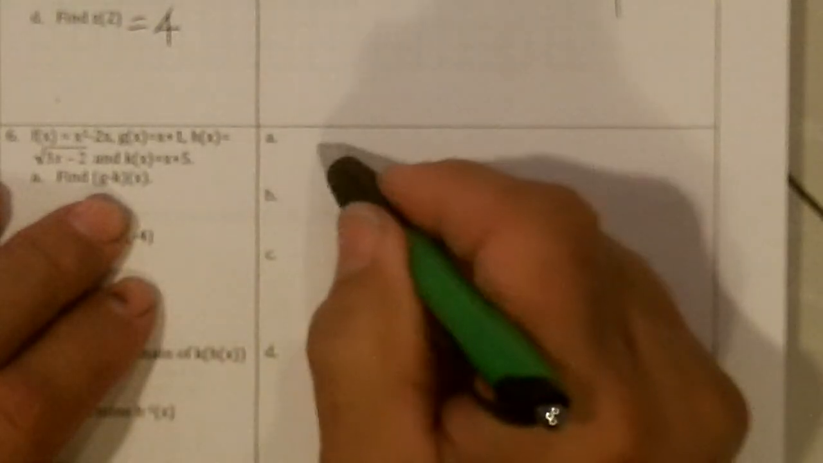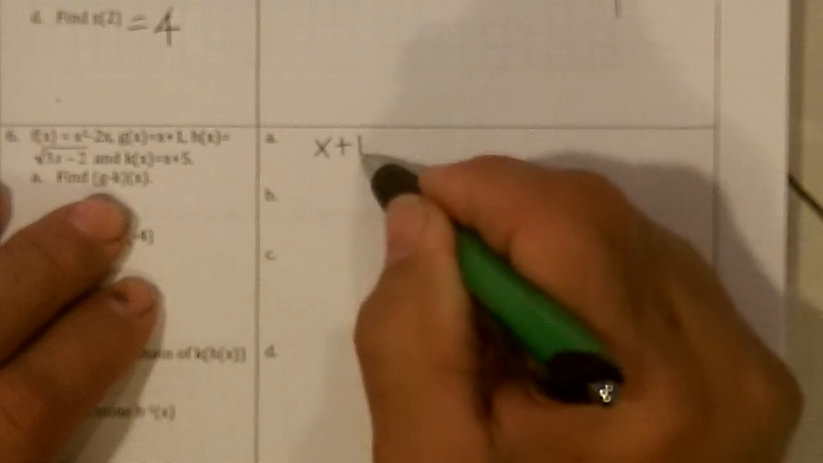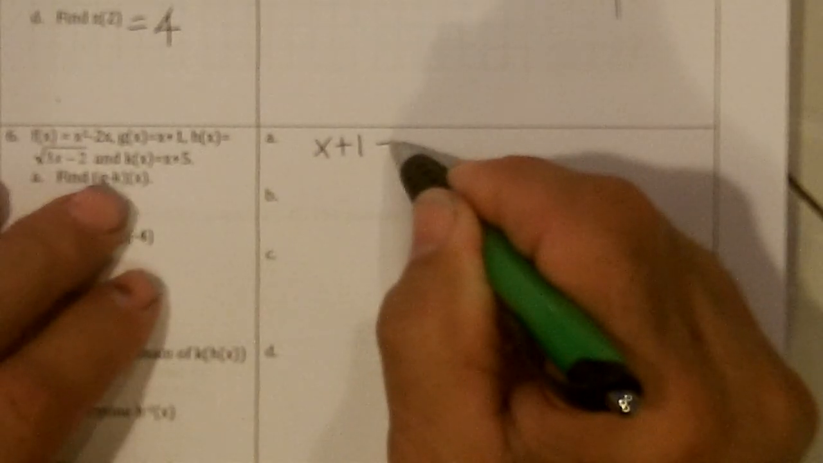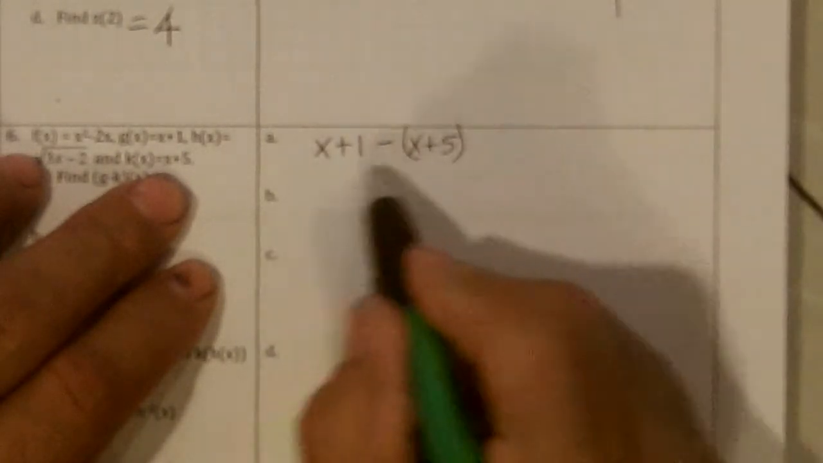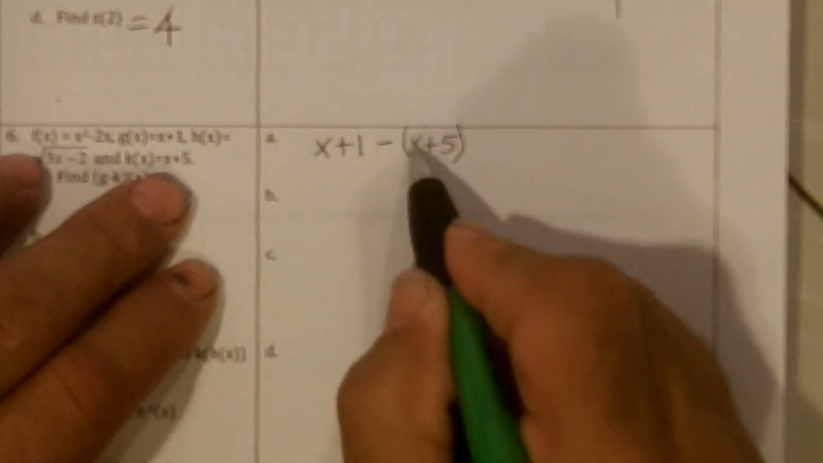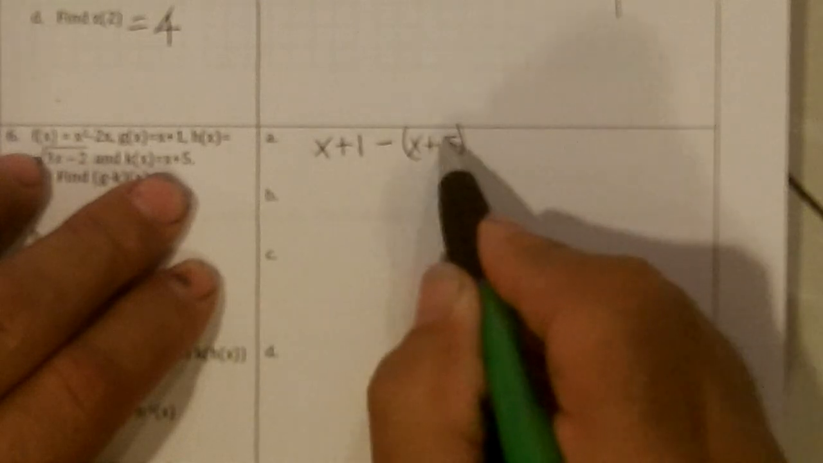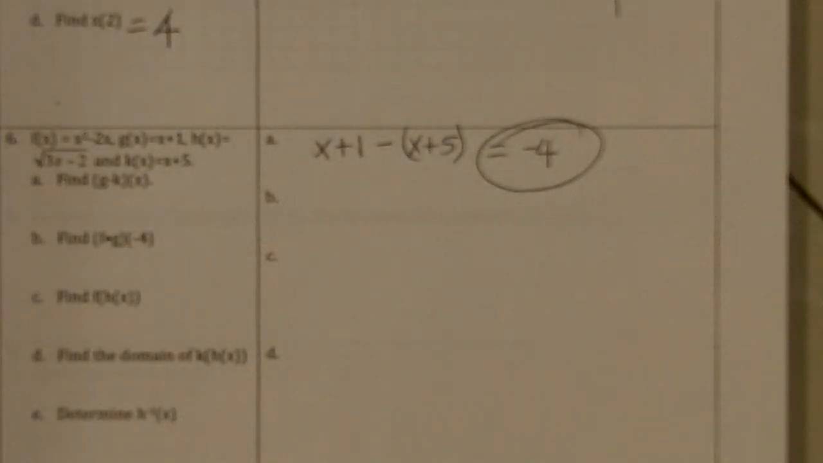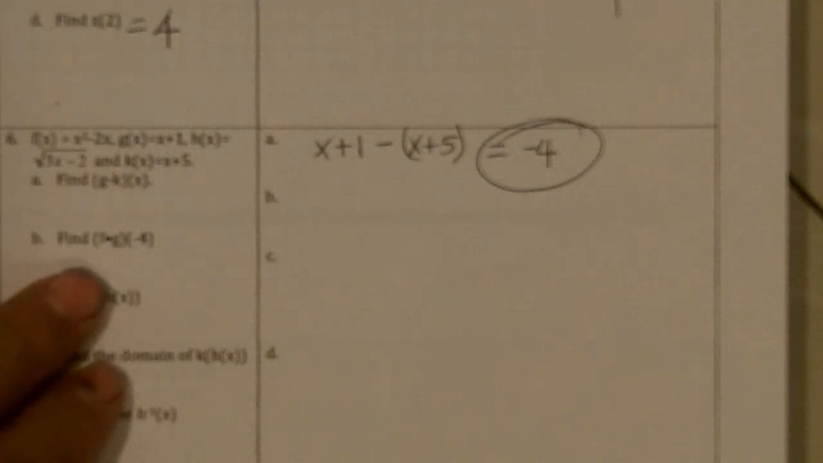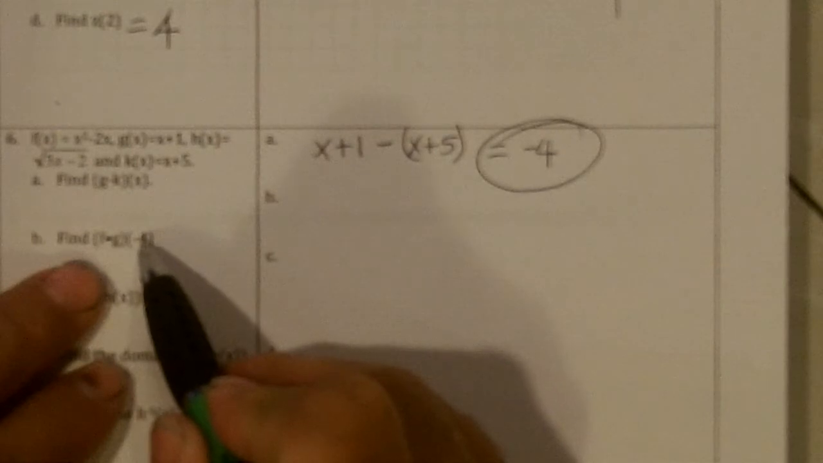So g minus k of x. G is x plus 1, minus k is x plus 5, and we have to distribute the minus, so we get x minus x, which is 0, and 1 minus 5 is -4. Turns out to be just a number, not a function. No x in it.